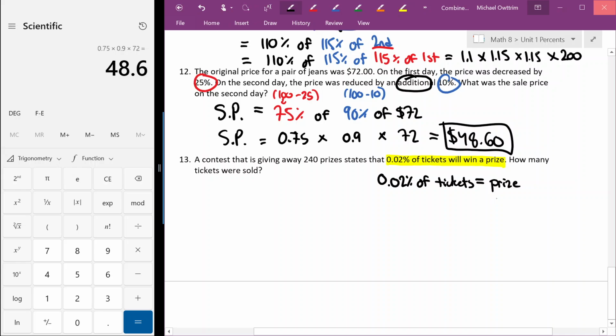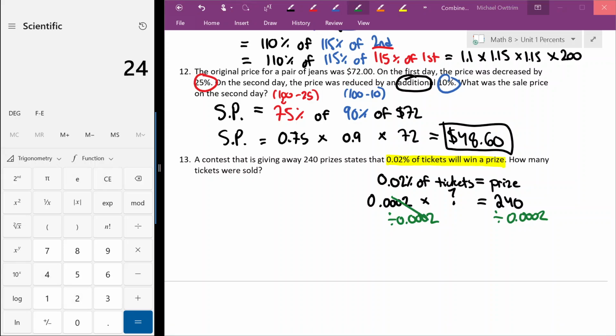Okay, so I'll fill in that my prizes are 240. I don't know how many tickets are sold. Of means multiply, and my 0.02% is 0.0002 as a decimal. I'm going to solve this equation by dividing both sides by that 0.0002 to move it away from my question mark. And let's do that calculation. 240 divided by 0.0002 gives me 1,200,000 tickets are sold.